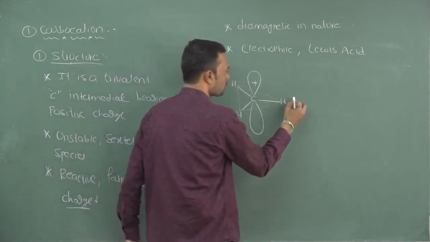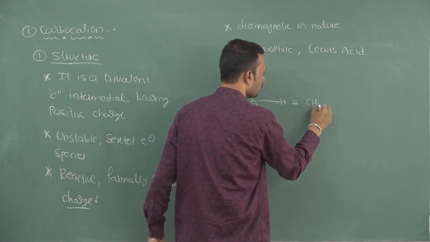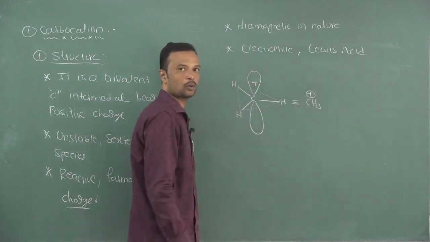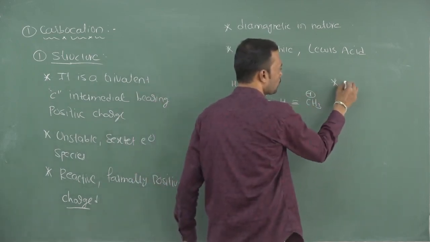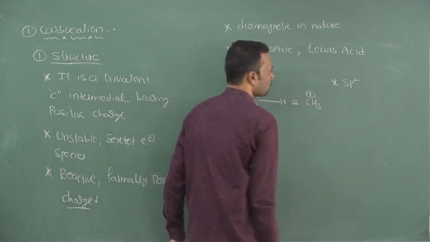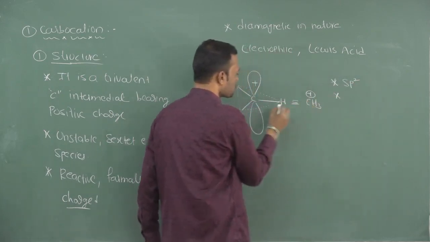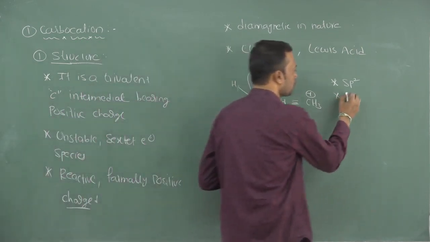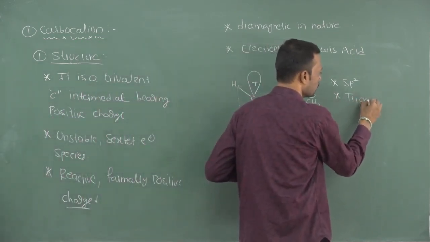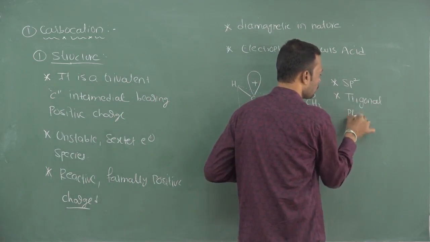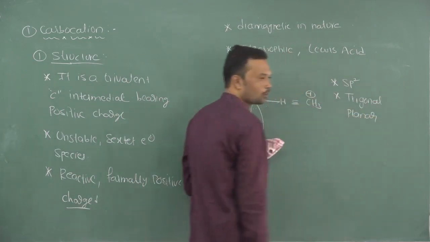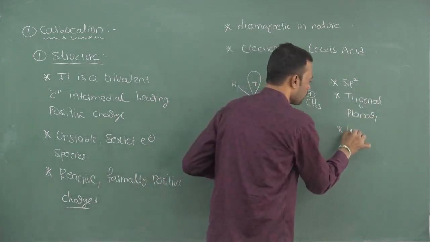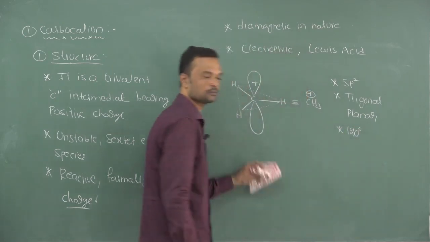So this you can also represent in one more way: CH3 plus, carbocation. Now if you want to determine hybridization, it is sp2 hybridized, since 3 bond pairs are present, 1, 2, 3. Now if you consider the geometry, it is a trigonal planar geometry with a bond angle of 120 degrees.